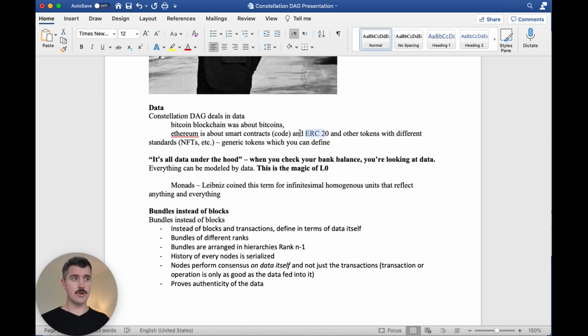When you check your bank balance online, you're looking at data. Everything can be modeled by data. And I think that's the real magic of Constellation DAG and L0. That's what makes it interoperable, because it essentially can represent everything that is represented on other blockchains and in legacy data systems. It has this pliant nature. Data is quite special in that way. It's a special category because it can be used to represent virtually anything.